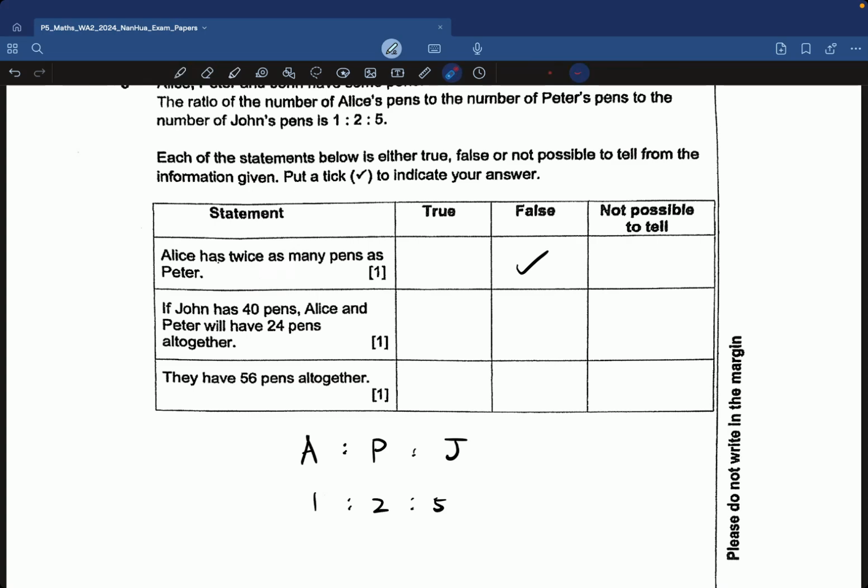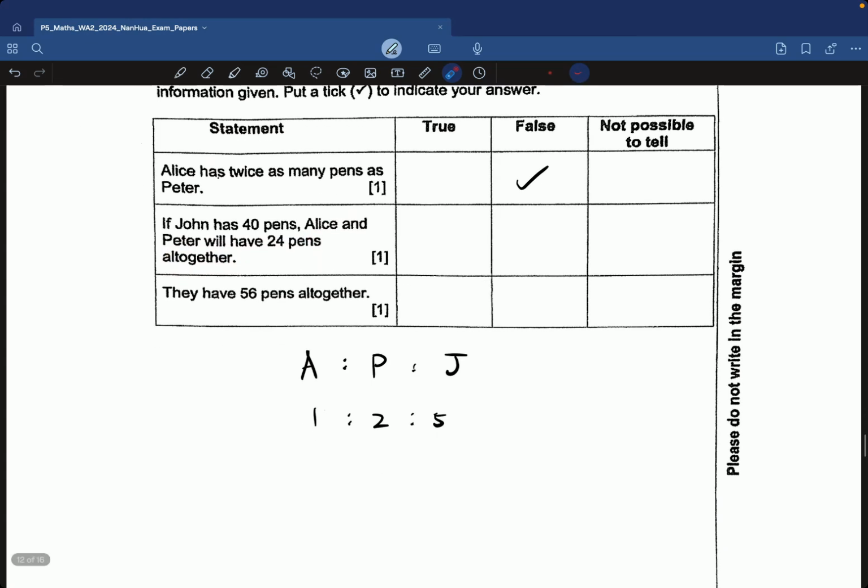All right, let's read the next statement. If John has 40 pens, Alice and Peter will have 24 pens altogether. All right, so if John has 40, let's put here 40. So from 5 to 40, what do we multiply to? If your answer is 8, you are right. So that means we need to multiply everything by 8. So 2 times 8 is equal to 16, and then 1 times 8 is equal to 8 itself, right?